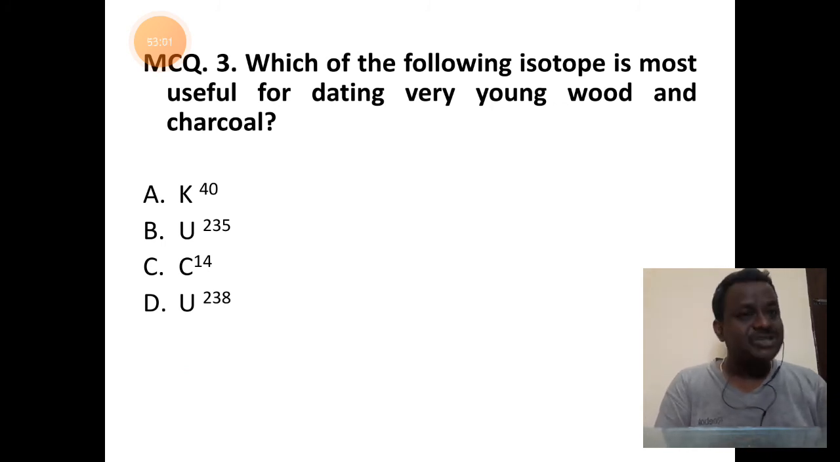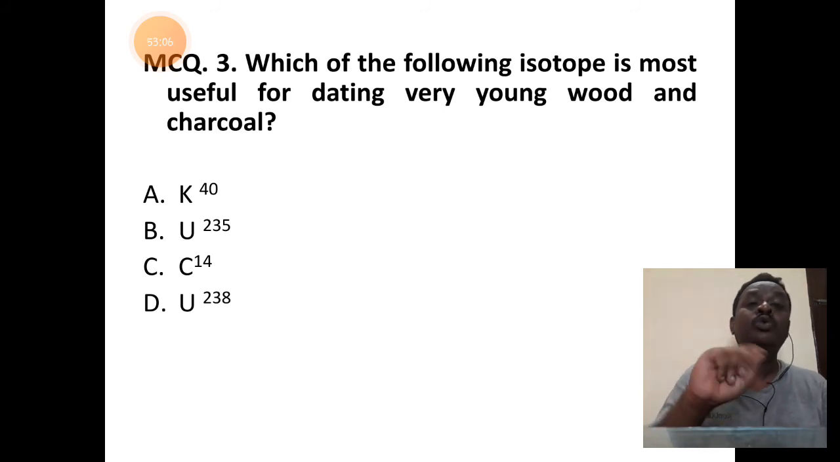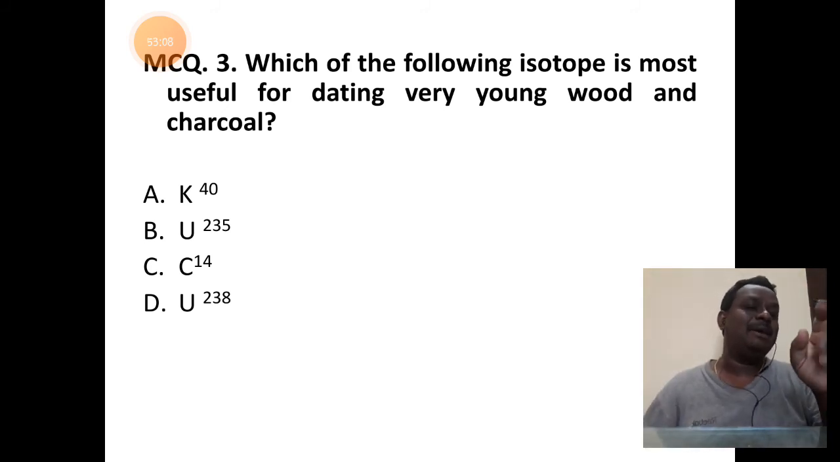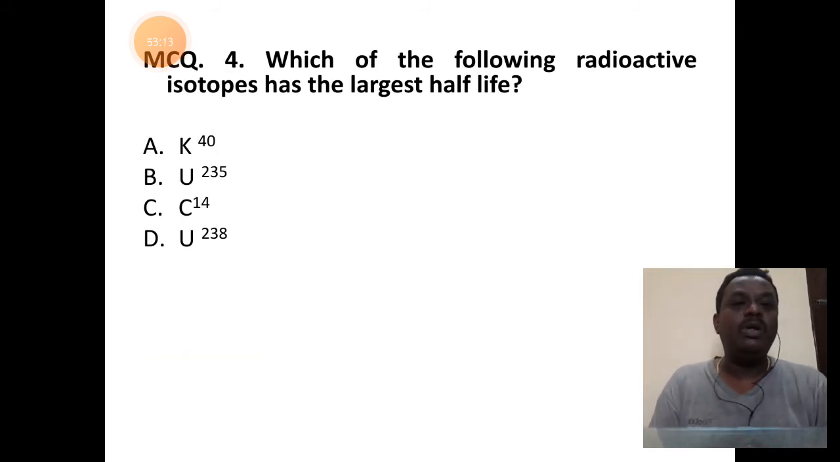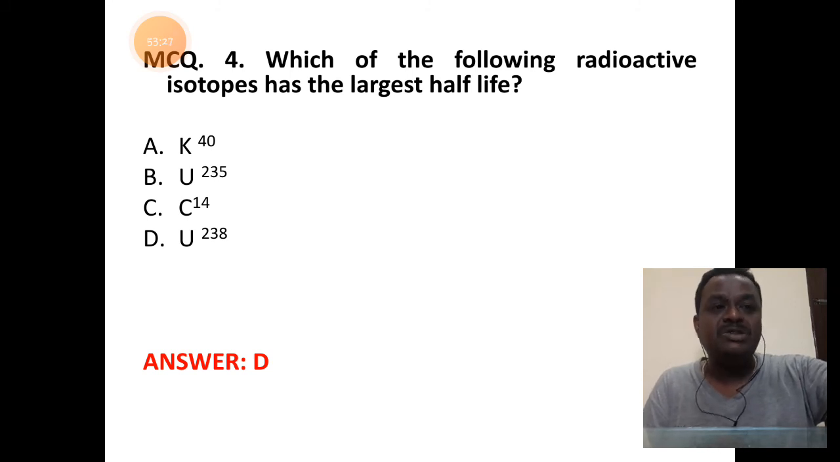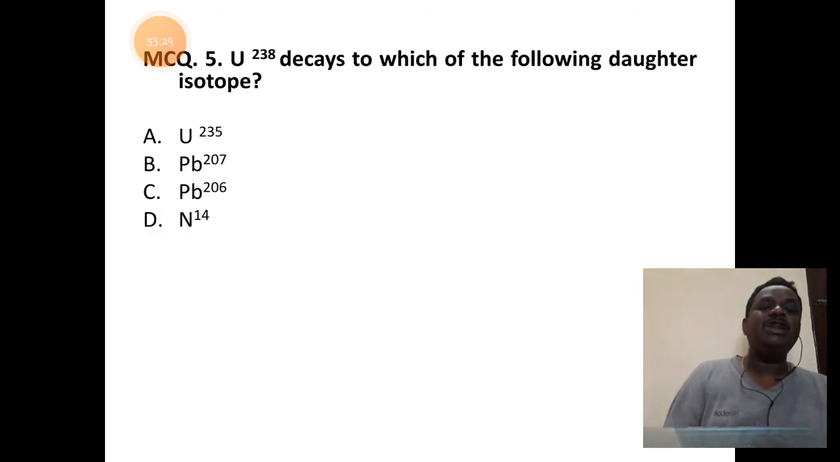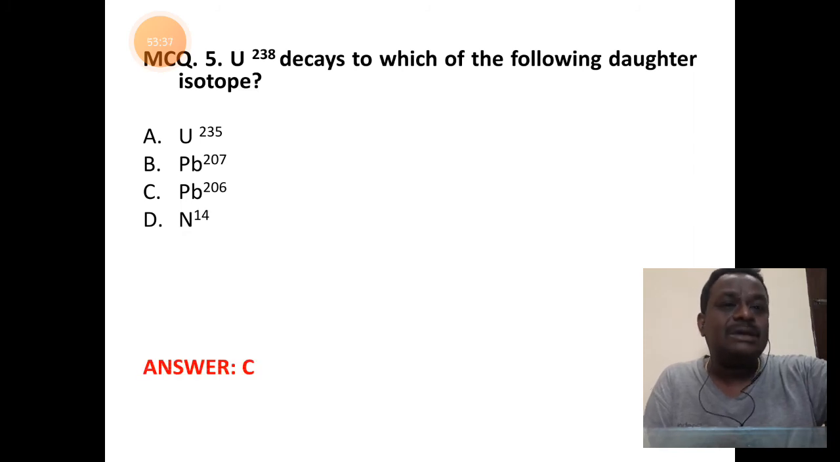Question 3. Which of the following isotopes is the most useful for dating very young wood and charcoal, carbon containing products? So C14. Answer is C. Question 4. Which of the following radioactive isotopes has the largest half-life? So the answer is D, uranium 238, because it goes with millions of years of time. When uranium 238 decays, which daughter isotope is formed? It is lead 206.